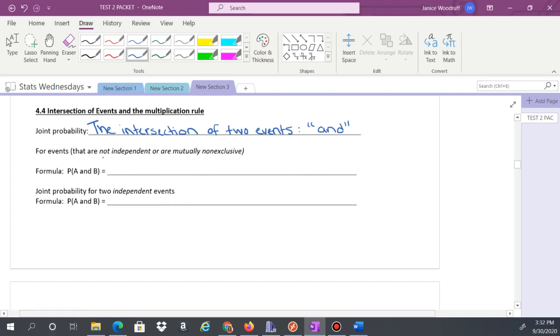So P(A and B). And you have to ask yourself, okay, are the events not independent or are they mutually exclusive? So you have to ask that. Okay. So for P(A and B), you're going to have the probability of A given B times the probability of B.